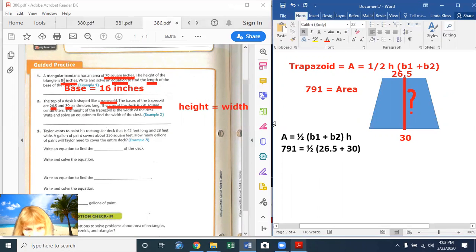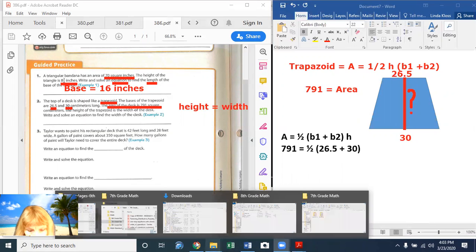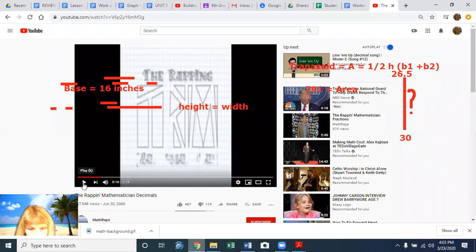And that brings me to my, I can't resist. We have to add our 26.5 and our 30. And I would like to bring up this song for a minute.